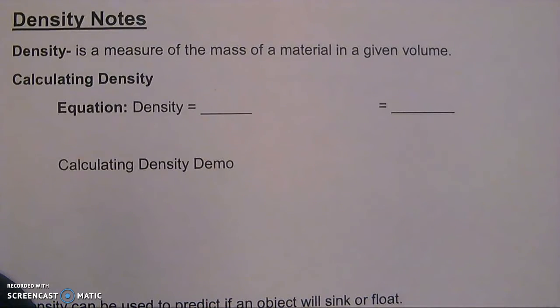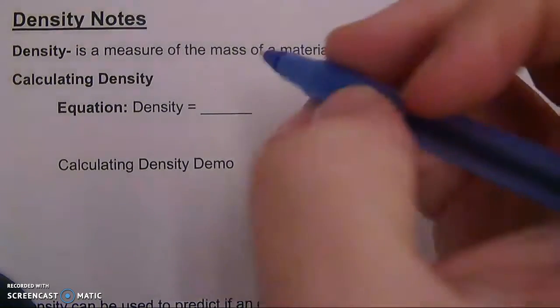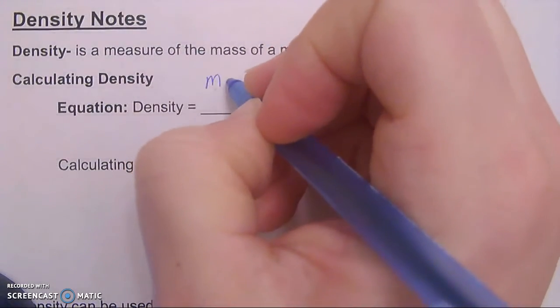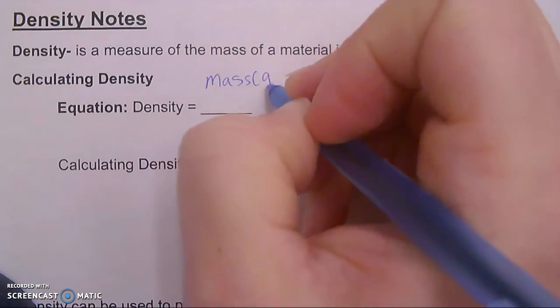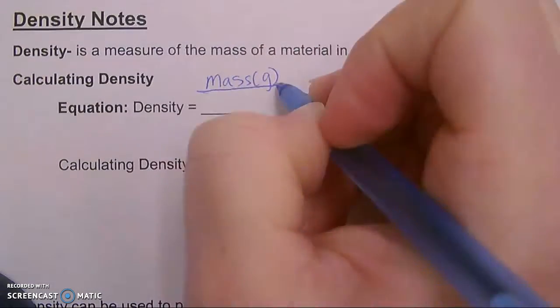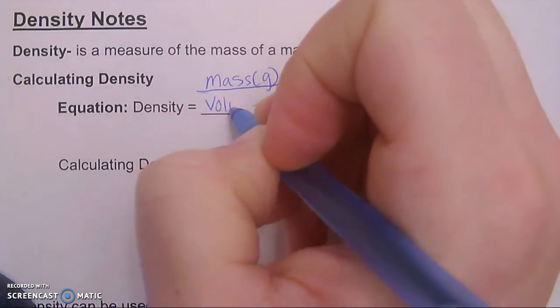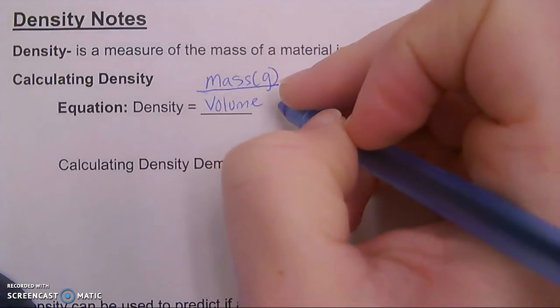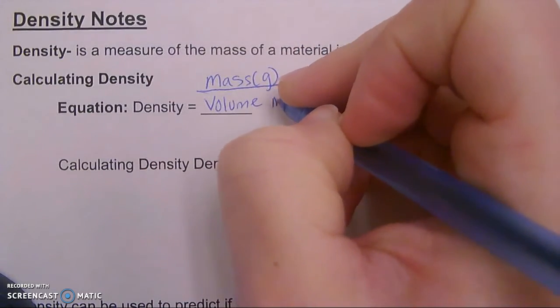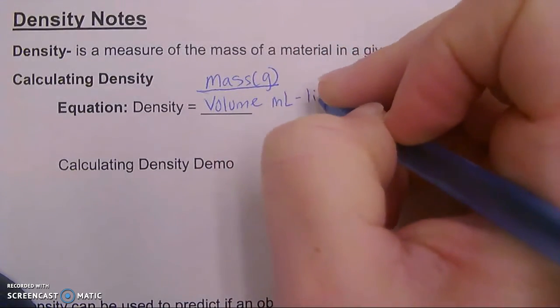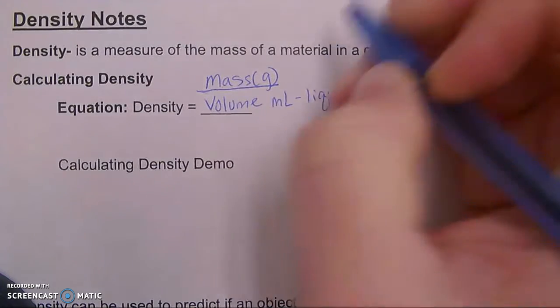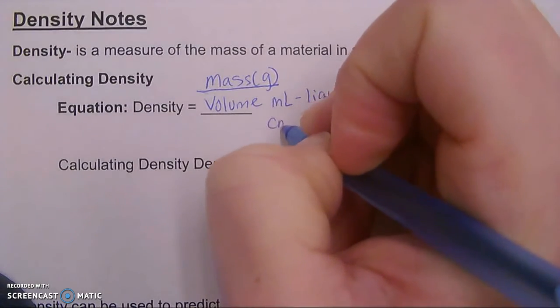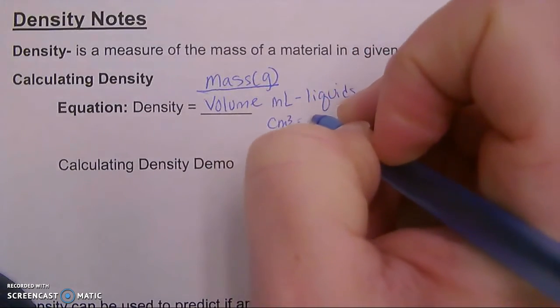Okay, these are our density notes. Density is the measure of mass of a material in a given volume. So to calculate density, there is an equation. The equation is mass, which we measure in grams, divided by volume. And volume is measured in milliliters for liquids and centimeters cubed for solids.